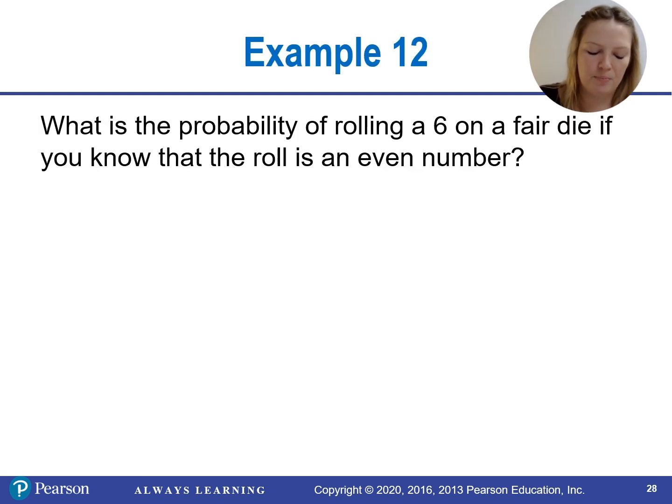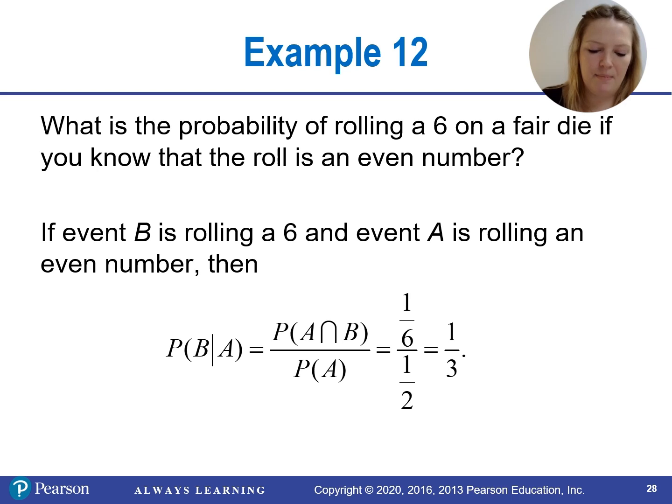So if we want to put this into action, then the probability of rolling a 6 on a fair die, if you know that the roll is going to be an even number, the probability of rolling a 6 and an even number is 1/6, and the probability of rolling an even is 1/2. So the probability of getting a 6, given that it is an even number, would be 1/3.